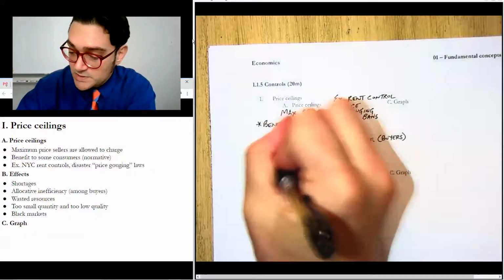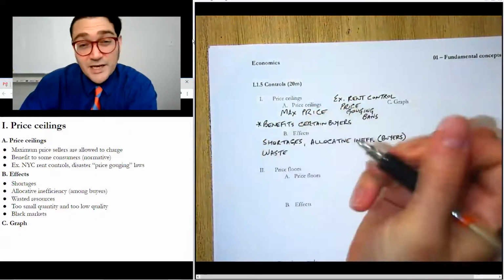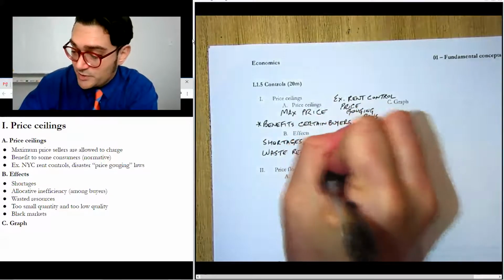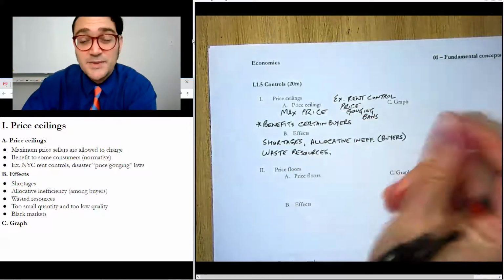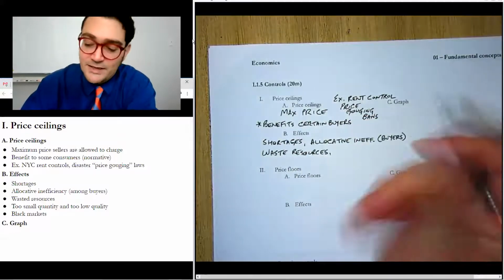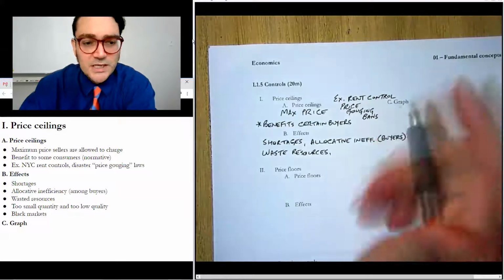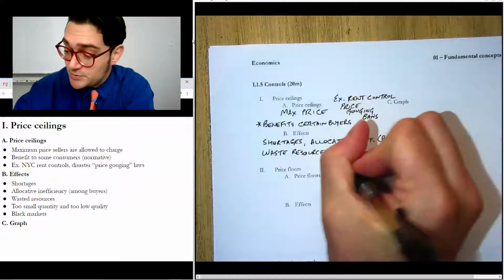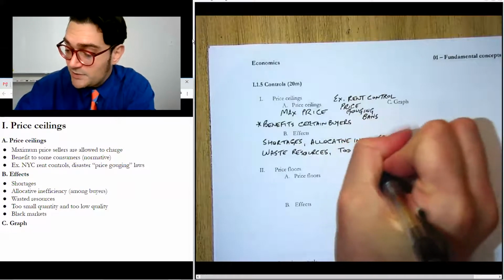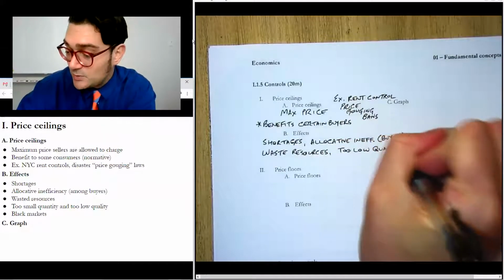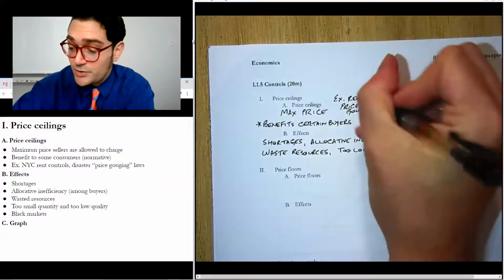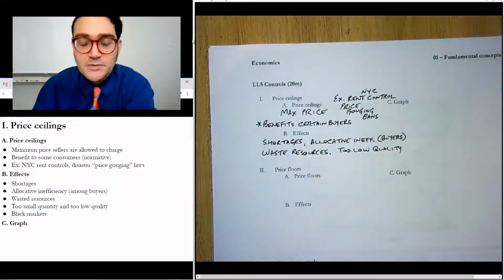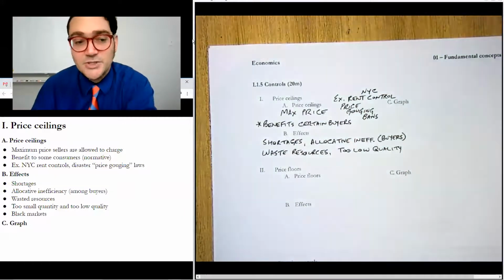We also waste resources because some people are going to end up with it who don't really value it. You'll have scenarios where someone says, well, I'm first in line to buy the toilet paper, so I'm going to buy it all up. That's another issue. We already said there's too small a quantity, that's the shortages idea, but there's also too low a quality. Think about a landlord in New York who's not allowed to charge higher than a certain rent. Well, they're not going to improve the property, because they can't financially benefit.